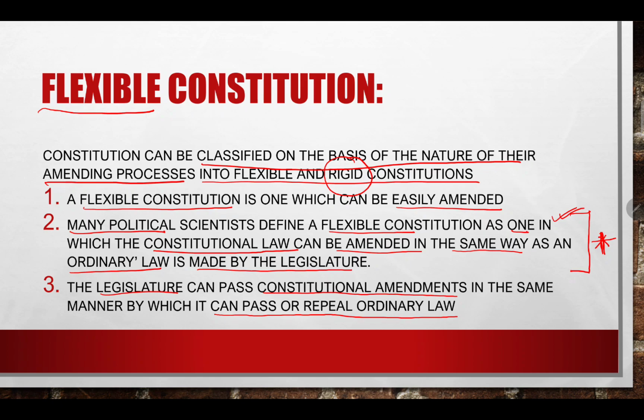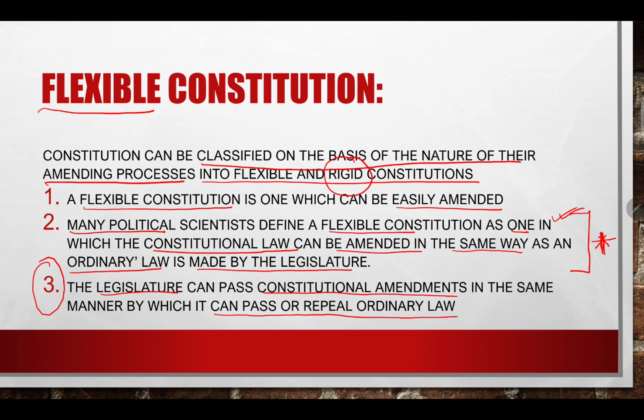Like when a bill is passed, first it is introduced in the Lok Sabha, the lower house of the country. I'm talking about India. Every country has its own amendment procedures, so we will discuss them slowly in subsequent chapters. Coming to this third point, a legislature can pass a constitutional amendment. Like in India, a bill is introduced in the Lok Sabha, debated and discussed, and then sent to the Rajya Sabha for approval.